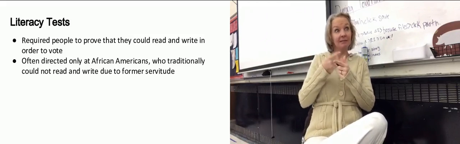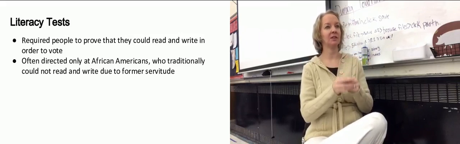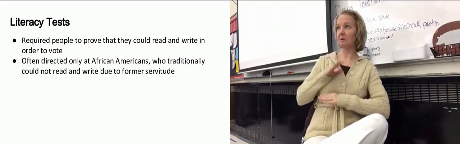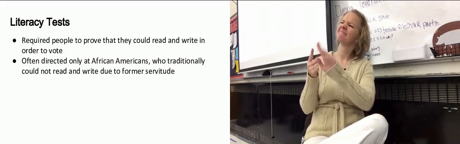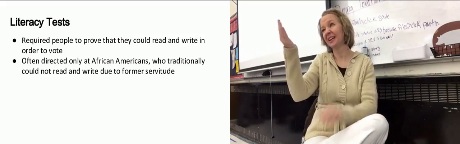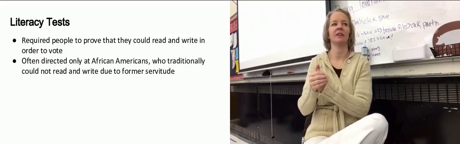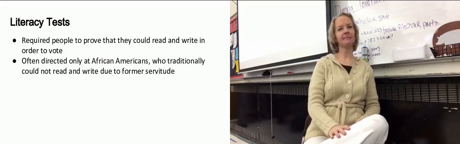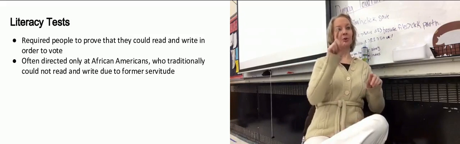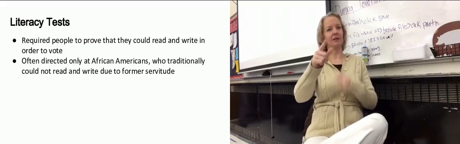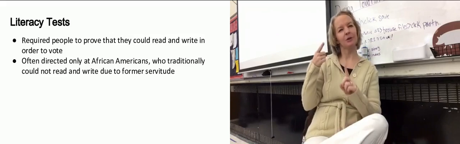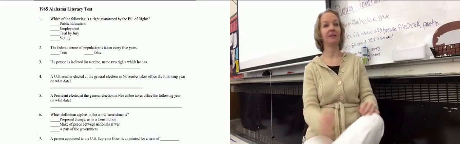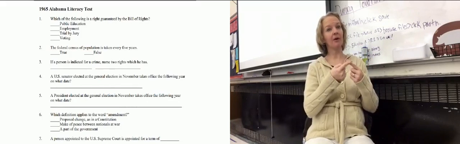Now, when you went to vote, whoever was in charge of voting would sit there and say, all right, you're good, you're good, you're good. And they'd be like, I can't tell if you can read and write. You have to prove it to me. So they would make you do these literacy tests. Here's an example of one that's up on the board. You would have to do this literacy test in order to prove that you could read and write. Now, who typically do you think that they would target with this discrimination? African Americans, right?